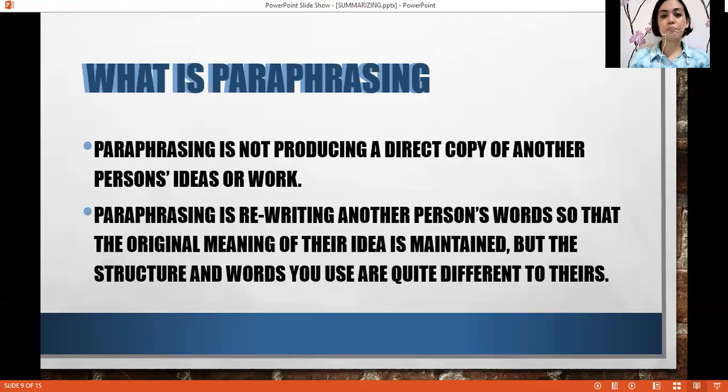Okay, so we are now in paraphrasing. So it is summarizing and paraphrasing. So paraphrasing is not producing a direct copy of another person's ideas or work. Okay, so again, in a research paper, you are not going to do copy pasting. You can use their ideas, but you're not going to produce a direct copy of their work. So you're not doing a research, you're just doing copy pasting. And it's not an academic text. Okay, so that is a work of plagiarism, and we do not tolerate that.